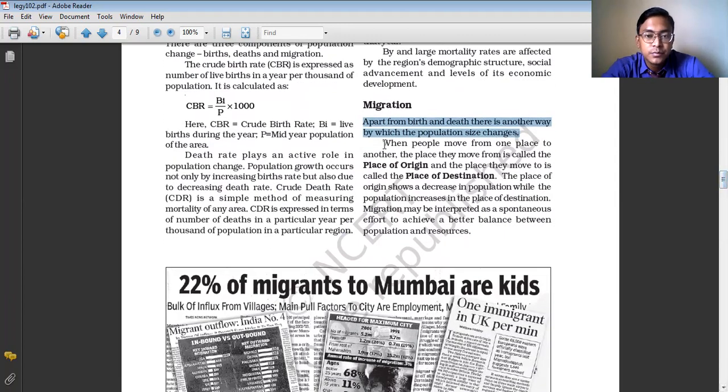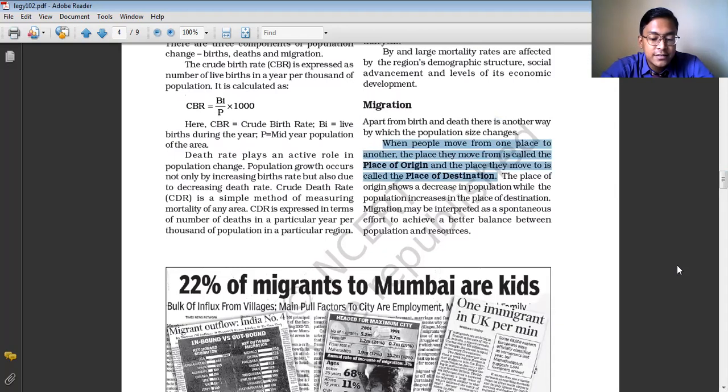Okay, so when people move from one place to another, the place they move from is called the place of origin, and the place they move to is called the place of destination. So when this migration takes place, people move from their present place to some other place. Suppose a person is a resident of Siliguri, and now he is staying in Siliguri, and he is going to migrate to Kolkata.